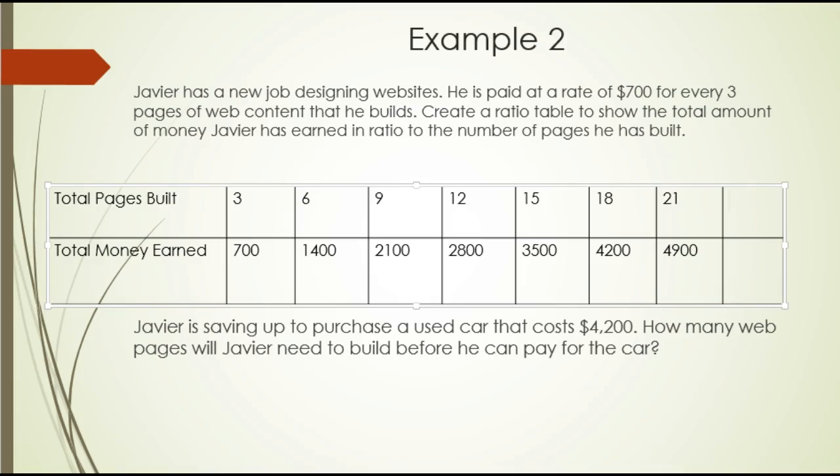And let's do both numbers by 8. 3 times 8 gives me 24. 7 times 8 gives me 5,600. So if he builds 24 web pages, he'll receive $5,600.